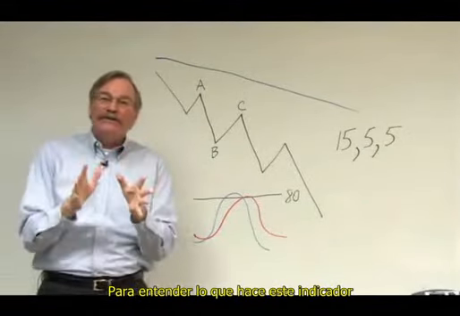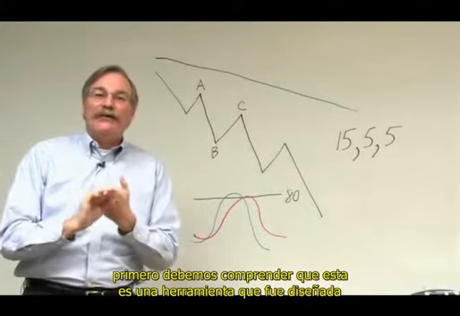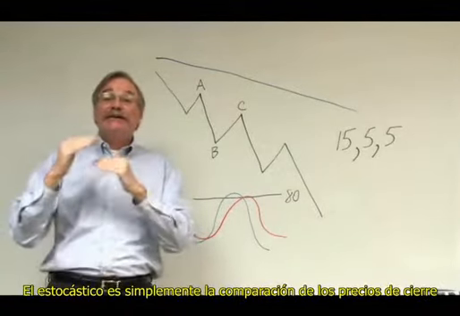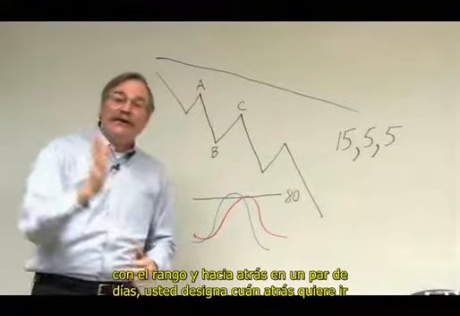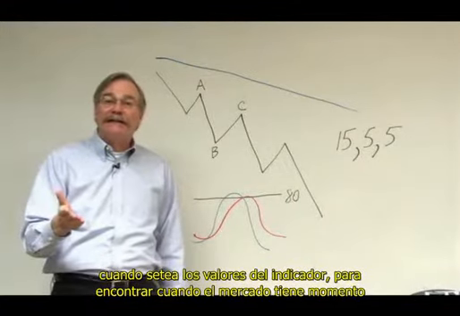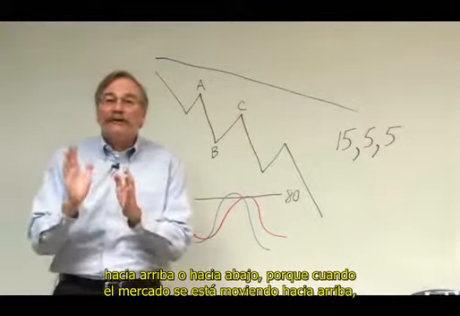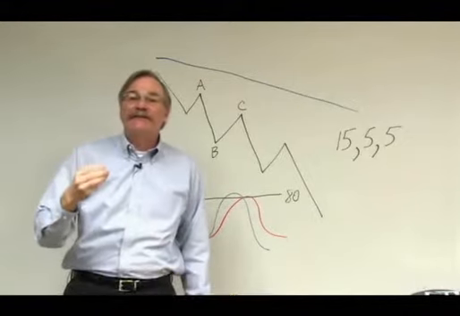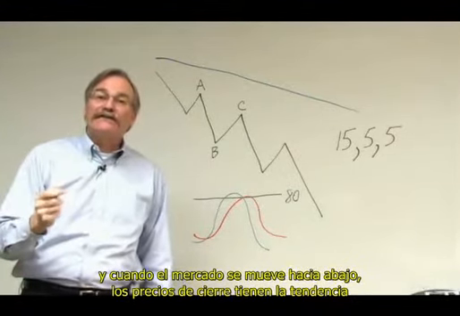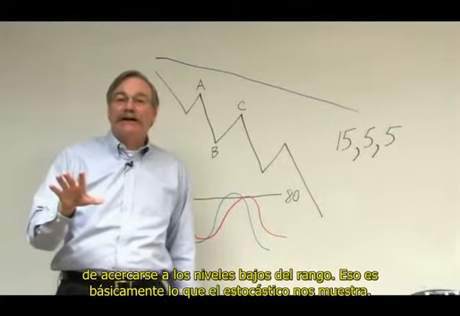Now, in order to use a technical indicator and understand what it can do for you, I think it's important to understand, first of all, that they are tools designed to help you time your entry. Okay? And stochastics is simply comparing the closing price to the range going back over the last few days. You designate how far you want to go back when you put in the values of the indicator to find out whether the market has momentum, moving up or moving down. Because when a market is moving up, the closing price has a tendency to be near the high of the range, and when the market is moving down, the closing price has a tendency to be near the bottom of the range. And that's basically what the stochastics is showing us.